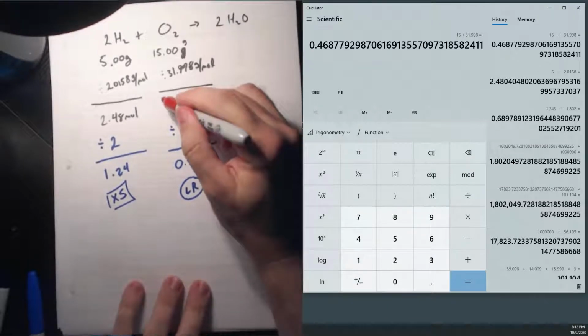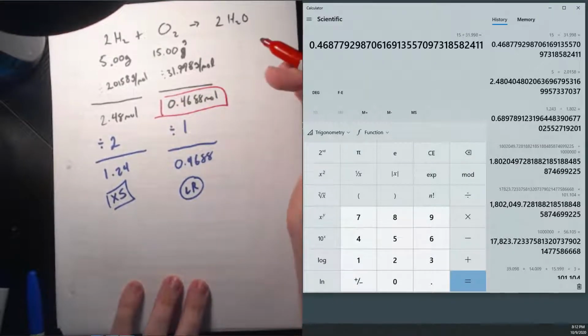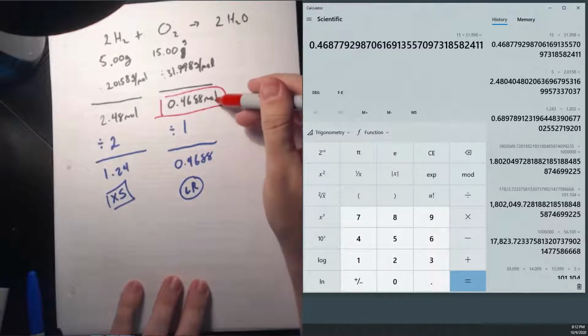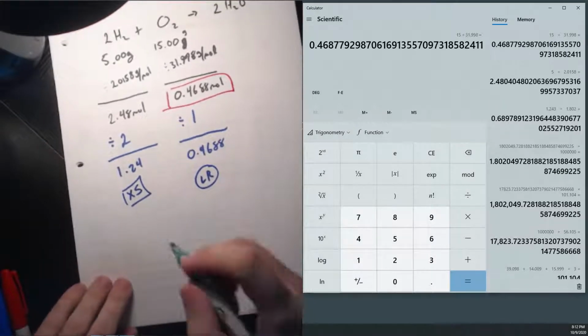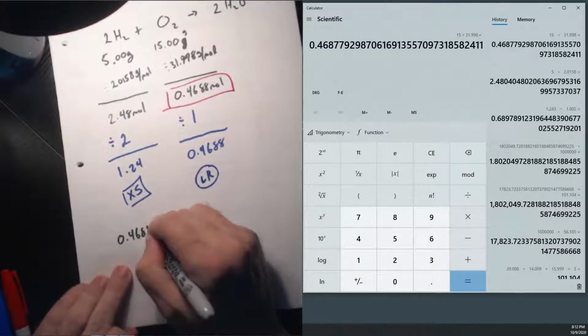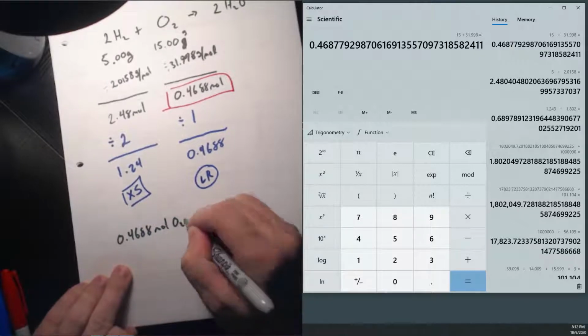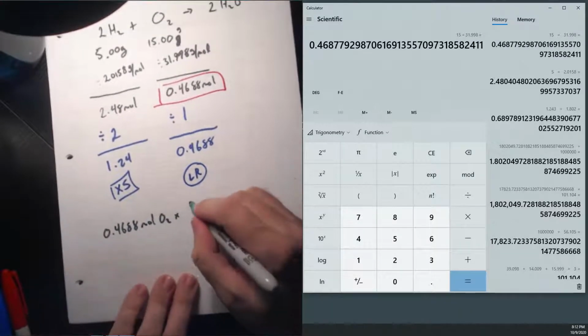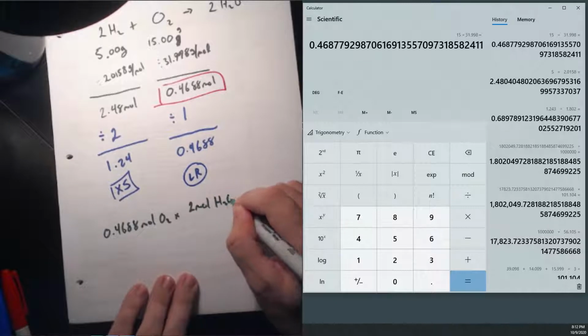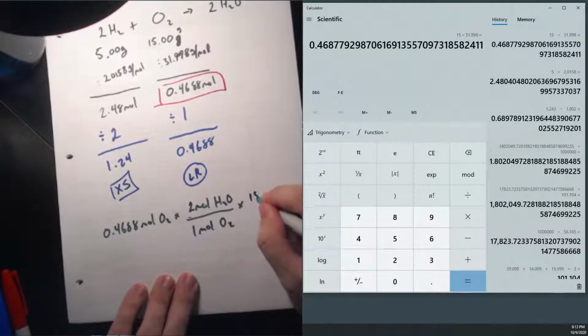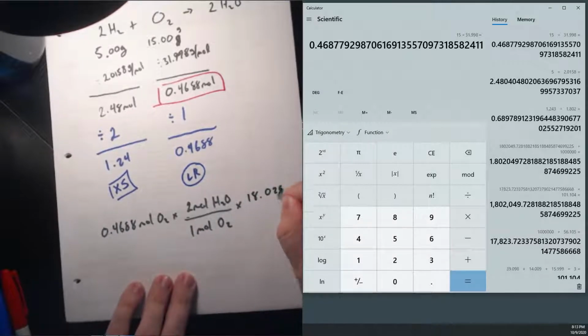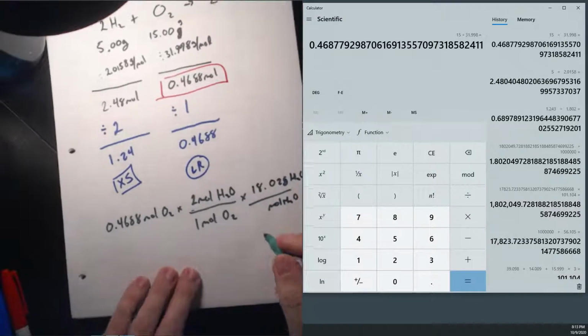Okay. And then, so we go back up here and we grab this guy. It's the same number, but it won't always be. So we come back up here, we grab him, and that is what we use for our stoich. And there, it's just perfectly normal stoich: 0.4688 moles of oxygen times 2 moles of water for every 1 mole of oxygen times 18.02 grams per mole for water.